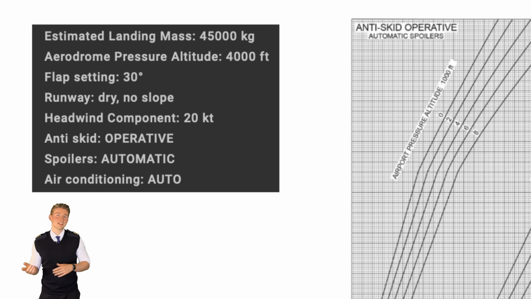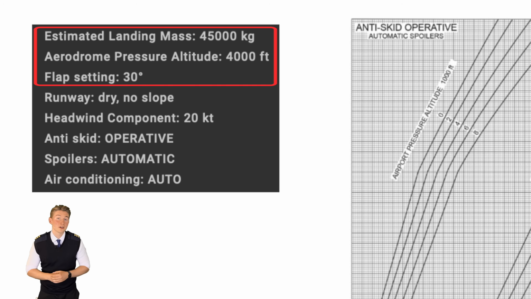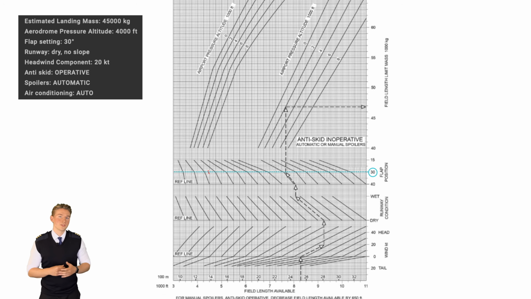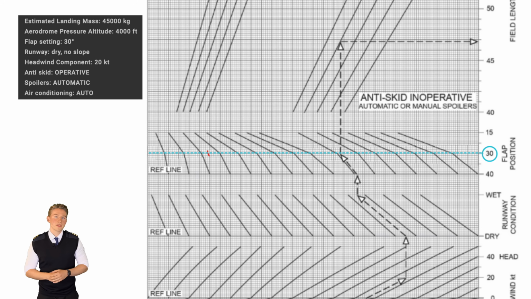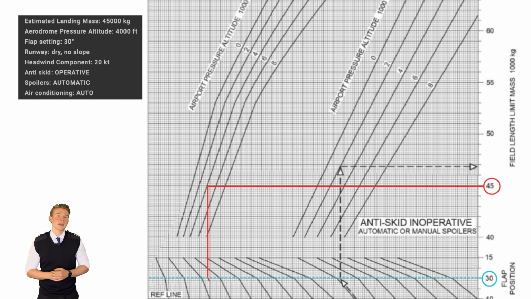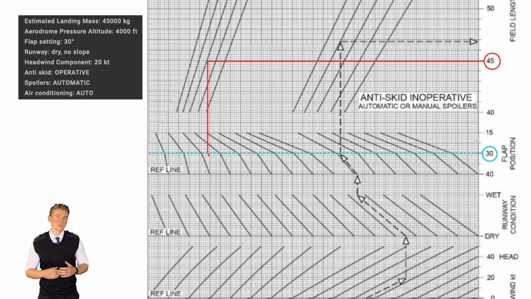So we begin with the landing mass of 45,000 kilos. Next is the airport pressure altitude of 4,000 feet. Next data are flaps 30. So we draw a straight horizontal line from flaps 30 all the way across the chart. Then draw a line downwards from the 4,000 feet pressure altitude and stop where those lines intersect. Then draw parallel to the flaps line down to the reference line.